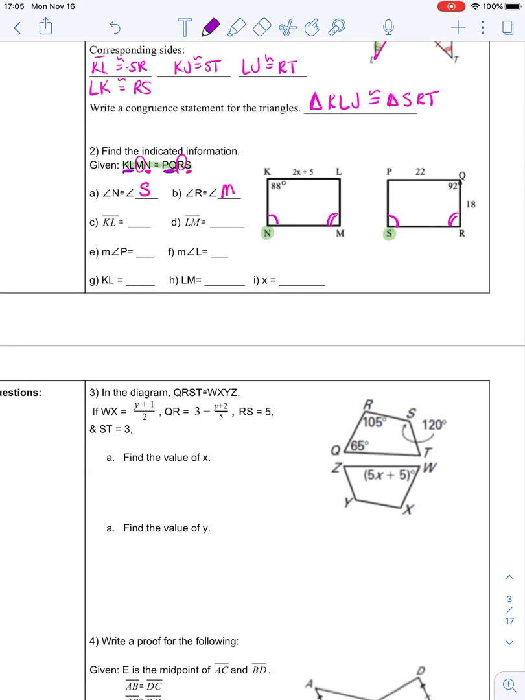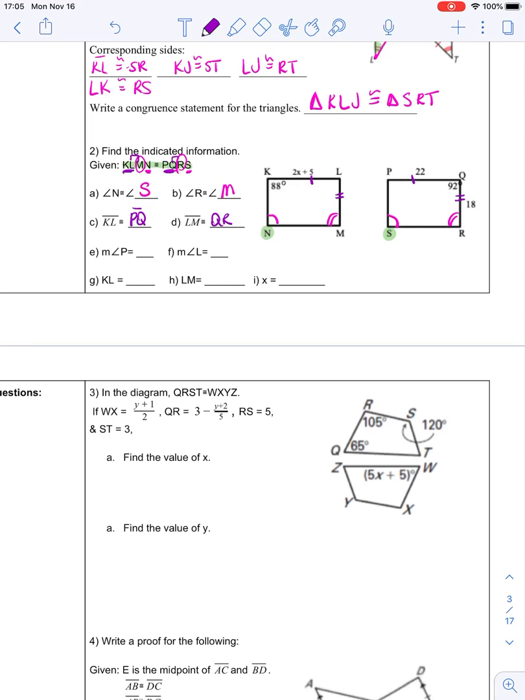KL, these first two. KL is congruent to PQ, and LM is congruent to QR. So KL is congruent to PQ, LM is congruent to QR. So in these next ones, I want measurements. Congruence goes with pieces and equal signs go with measurements.